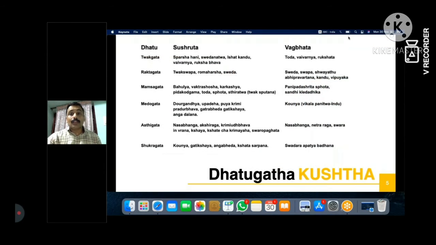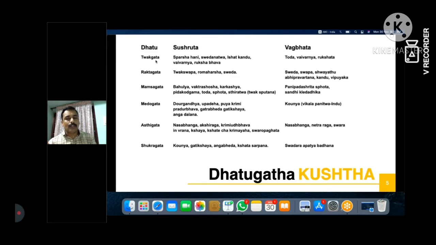Again, the dhatuka tattva of kushta, which is mentioned by Acharya Vagbhata and Acharya Sushruta: if the doshas are involved in tokgata, that means rasadhatu, sparsha hani will be there. Sparsha hani means the loss of sensation over the affected areas. Swedanatva, excessive sweat, ishat kandu, little itching, vaivarnya, discoloration, and ruksha bhava, dryness of the area, will be seen.